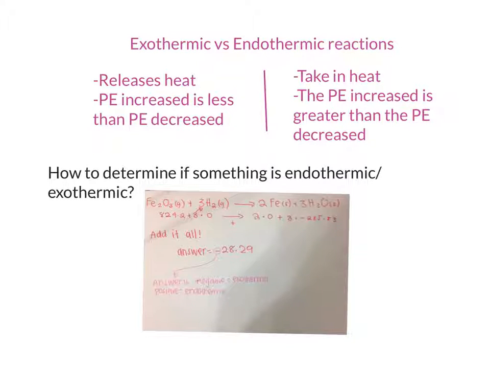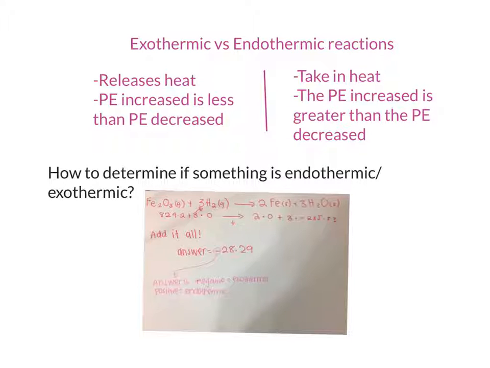Here we see an equation that's given to us, and then we substituted each value for each solution with a different number. Then we added everything together, and we got negative 28.29. The answer was negative, so that means it's an exothermic reaction.